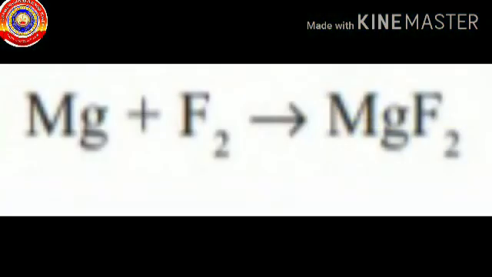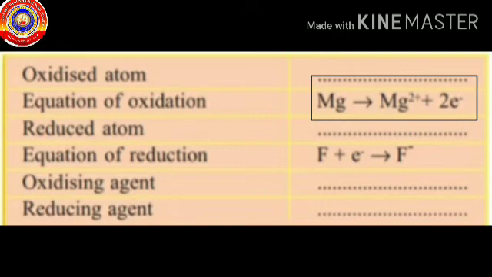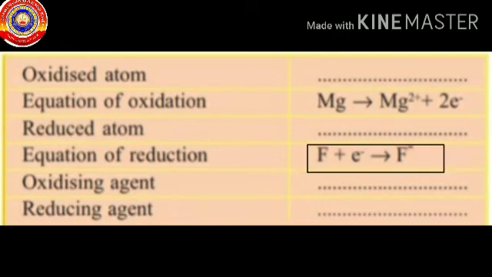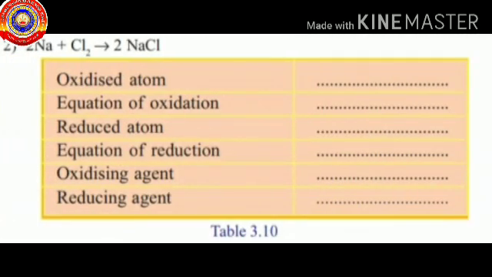Look at another example. Mg plus F2 gives MgF2. Analyze this equation and find out the oxidized atom, reduced atom, oxidizing agent and reducing agent. In this equation, magnesium loses electrons and it gets oxidized. Fluorine accepts electrons and it gets reduced. Here the oxidized atom is magnesium and the reduced atom is fluorine. As magnesium is responsible for the reduction of fluorine, magnesium acts as a reducing agent and fluorine acts as an oxidizing agent.